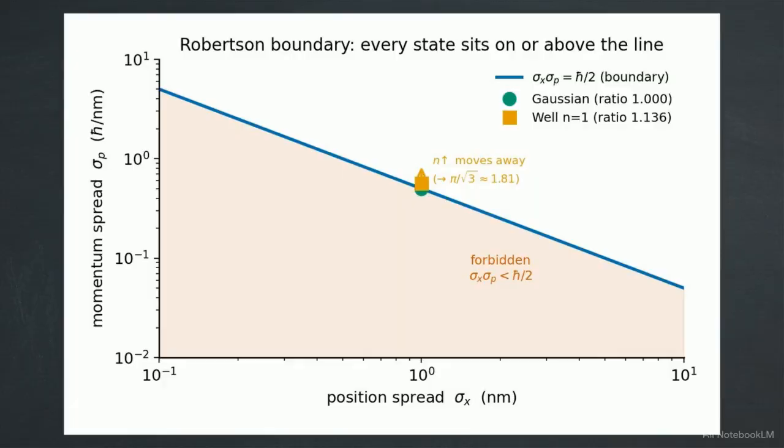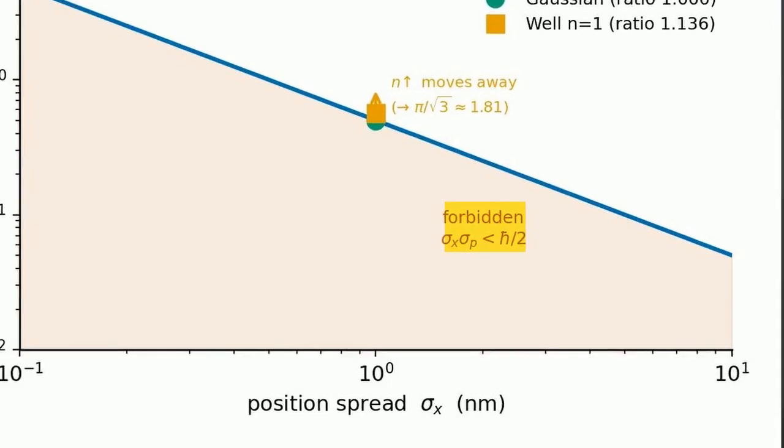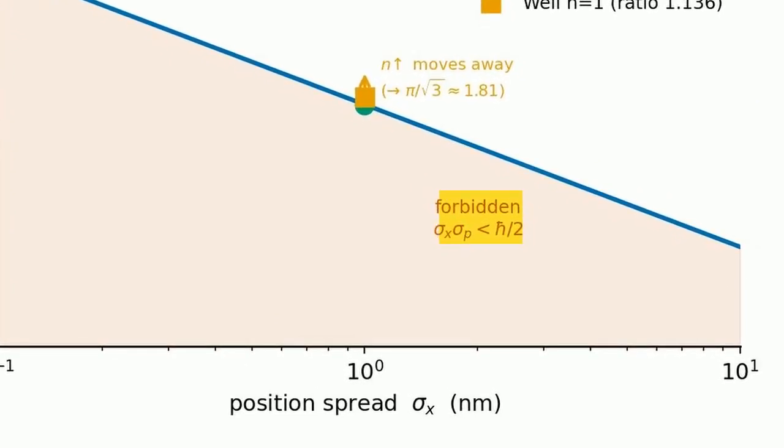We can map this trade-off on a log-log plot. Every possible quantum state must exist somewhere on this coordinate system. The solid blue line marks the boundary where the uncertainty product equals h bar over 2. The shaded region below the line is forbidden by the laws of physics. No state, no matter how it is prepared, can ever cross this boundary.